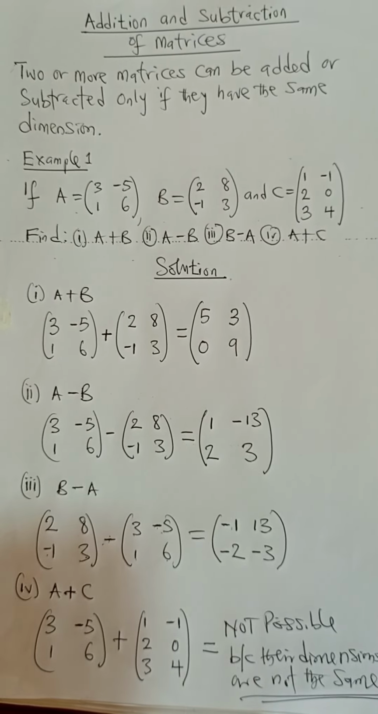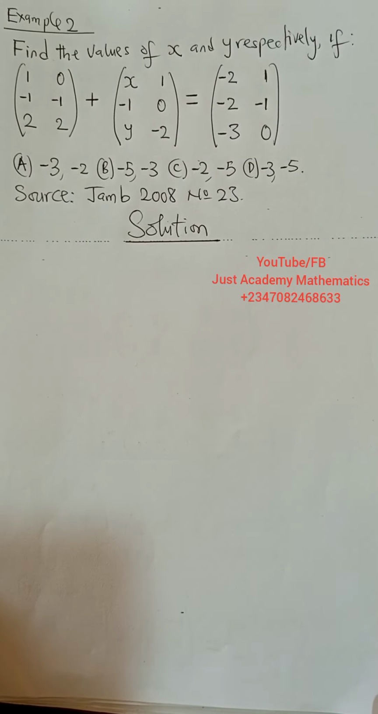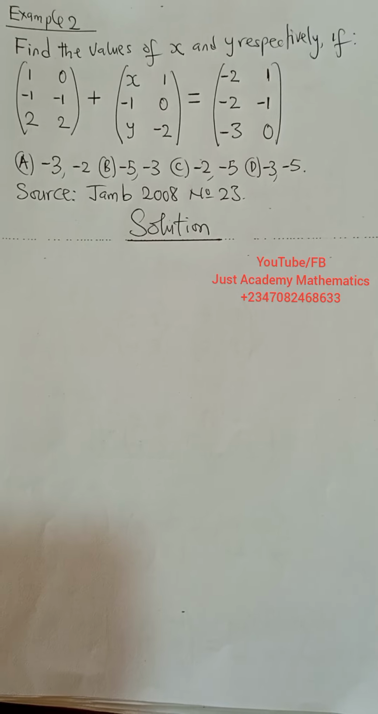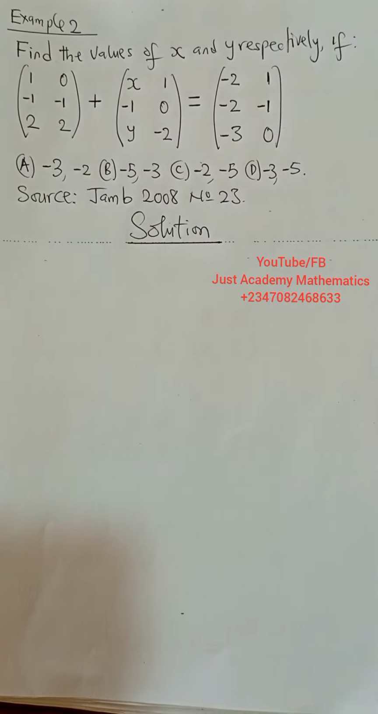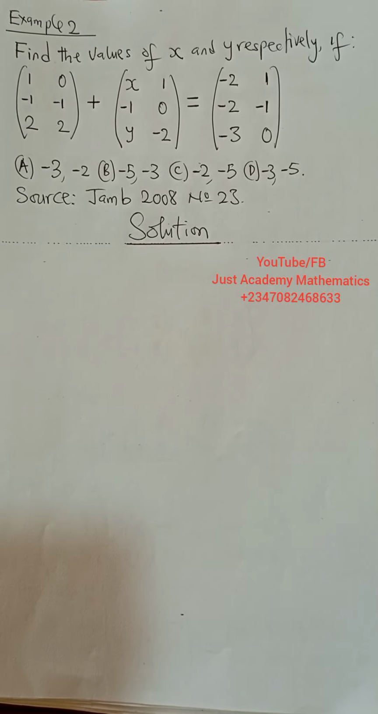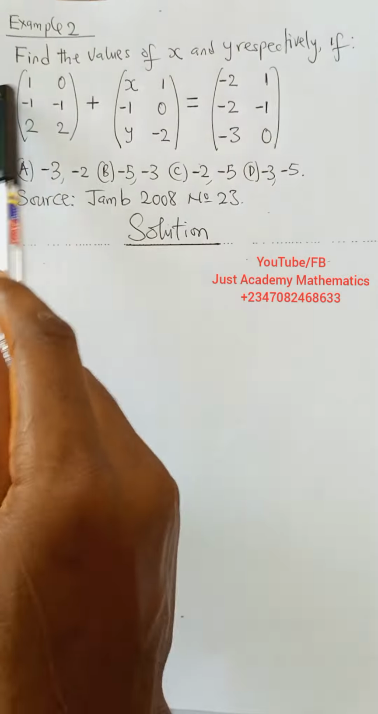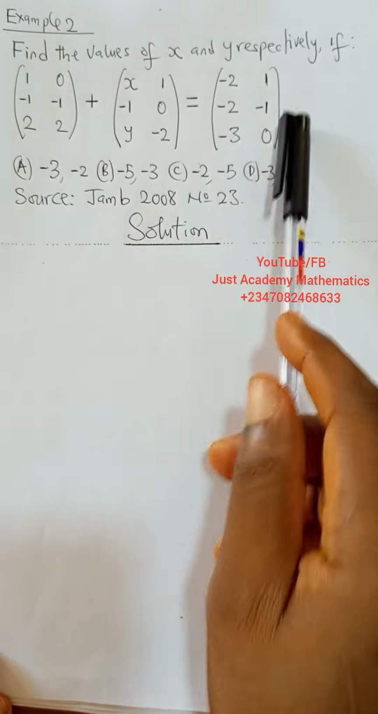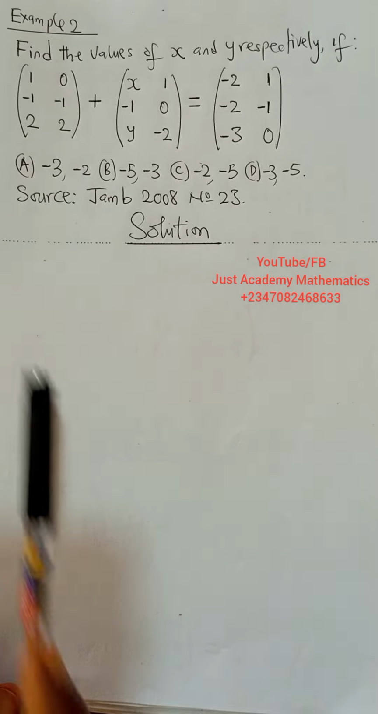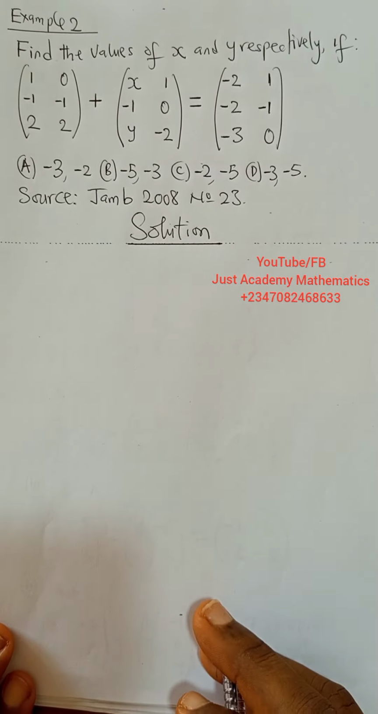Now, let's take another example. Still on this. Look at this example 2. They say find the value of x and y respectively if this plus this is equal to this. Of course, this is 3 by 2, 3 by 2, answer 3 by 2. So it's very, very possible. And this is a JAMB question, 2008, number 23.